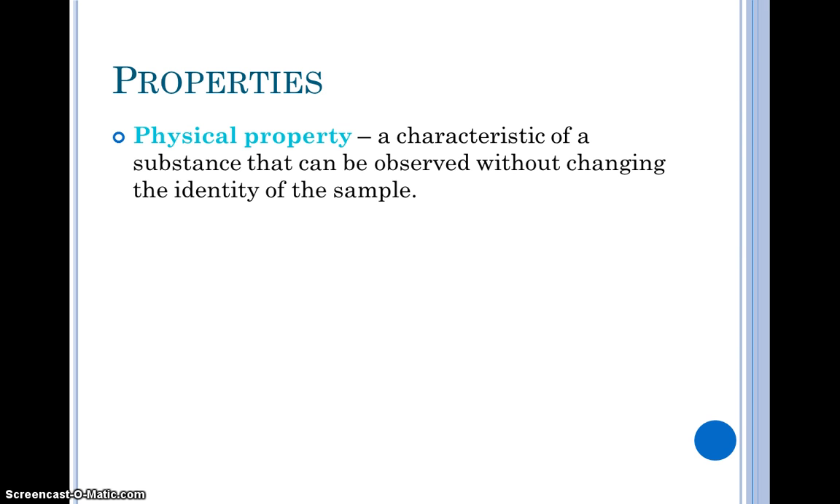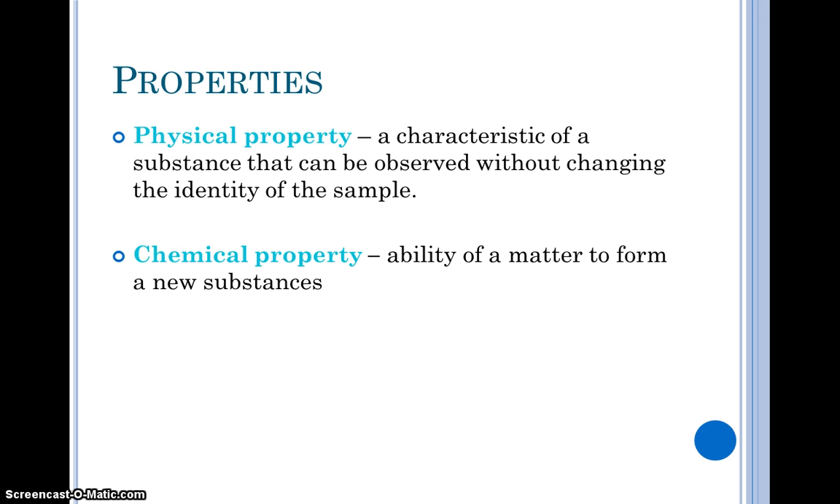Those same descriptors come from different chemicals. We can look at the appearance of the chemical. What state of matter is it? Does it have a color? Does it have a smell? So any sort of descriptive thing would be referred to as a physical property.